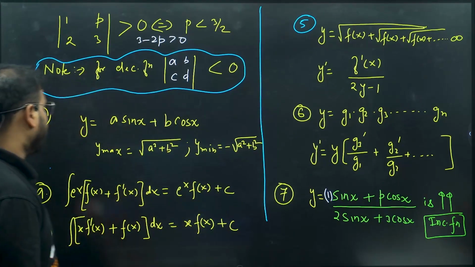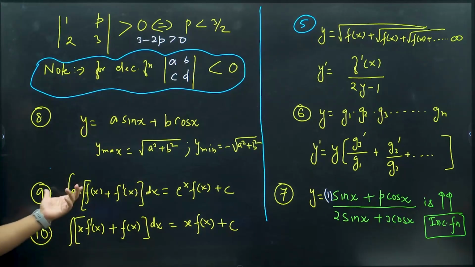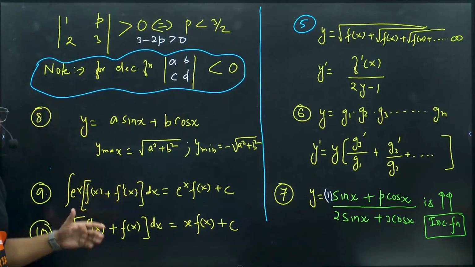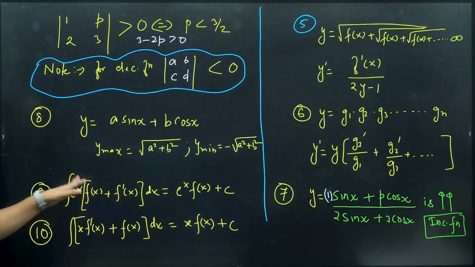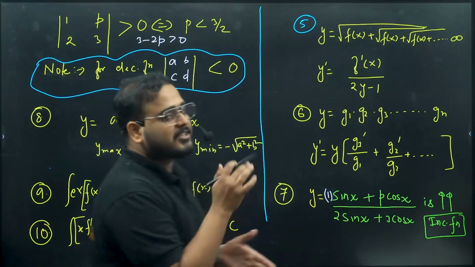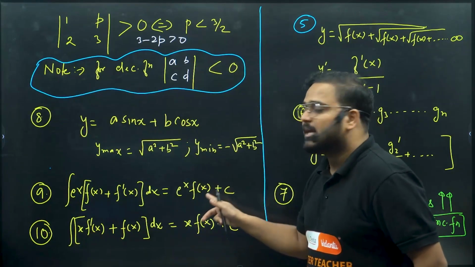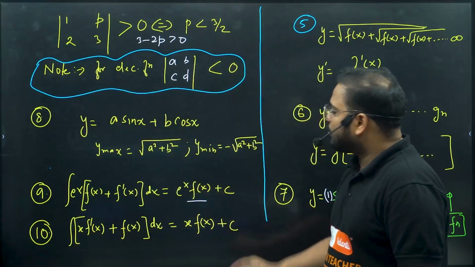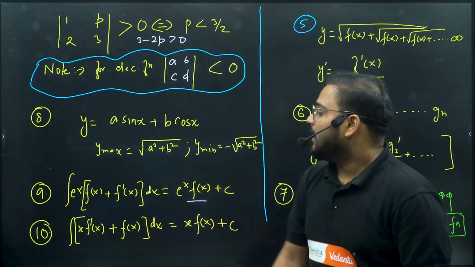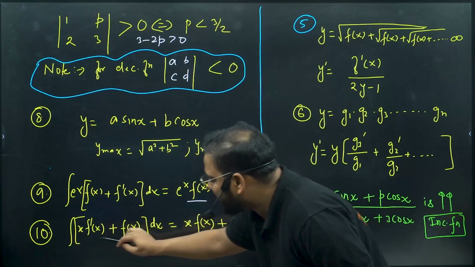Again, ninth one, yes sir, it's not a trick, but it's a very, very important formula that you have already learnt. e power x times of f(x) plus f dash of x is given by simply e power x f(x). You all know this, I know that you all know this. And of course, one more, if you have integration of x f dash of x, see over here.